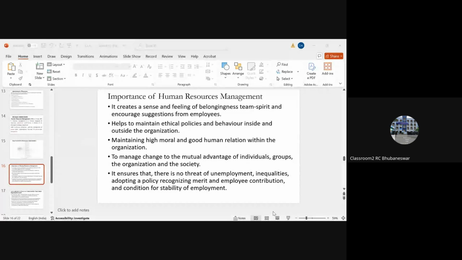Accordingly, we should change our behavior and we have to advise and suggest others to change and modify their behavior accordingly. Sir, 100% we will try. Yes, very good, Arun. Thank you. Okay.